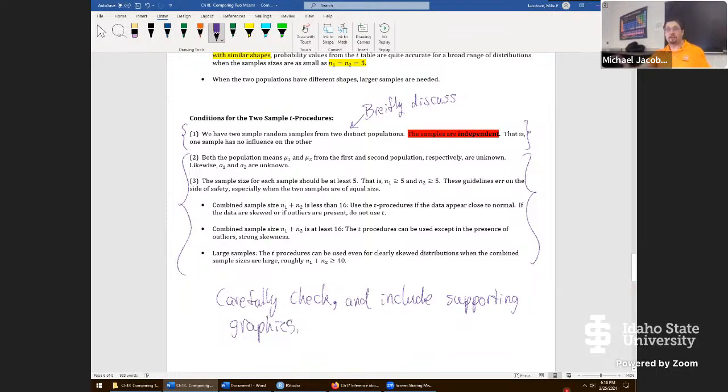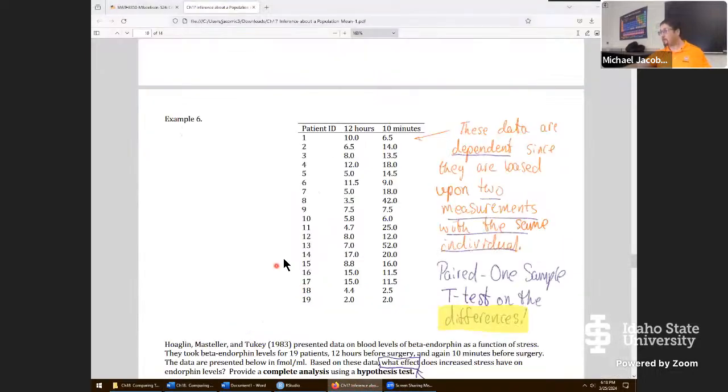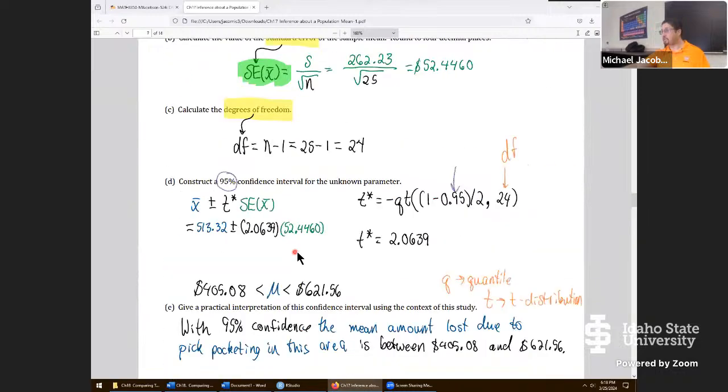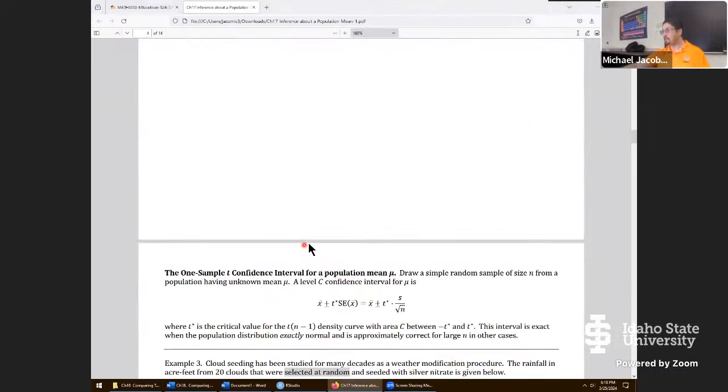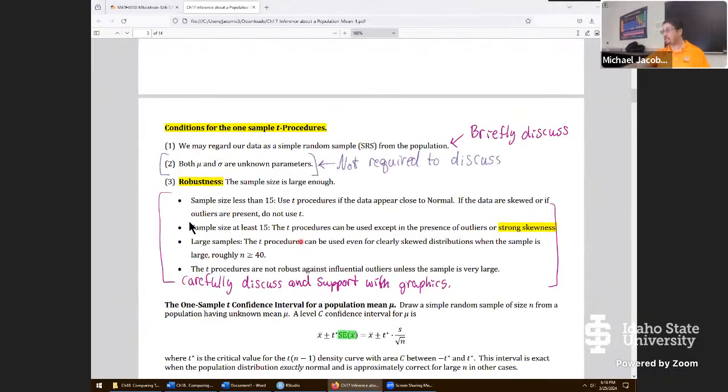So the other thing our author does is, once we go to this procedure where we have two samples, all of the robustness conditions that you're seeing right here are pretty much the same as these robustness conditions from chapter 17. So it required if the sample size was less than 15, the data needs to look nice, no severe skew, no outliers. At least 15, we're okay unless we have strong amount of skew, and so on.